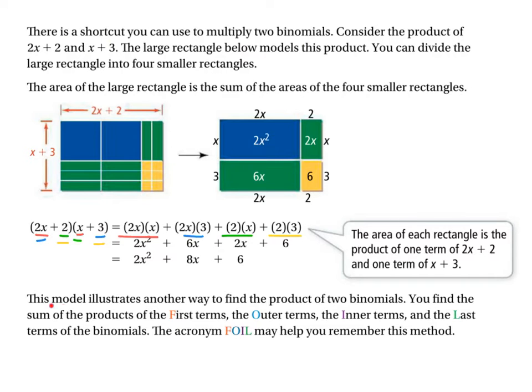Here's what it says. This model illustrates another way to find the product of two binomials. You find the sum of all of the products, like this is a product here of that times that, and you've got to get the sum of them, adding them all together. The sum of the products of the first terms, outer terms, inner terms, and last terms. The acronym FOIL helps you remember this. FOIL, first, outer, inner, last. And if you haven't seen that before, now you've seen it, and you're going to need to use it forever, so learn this well. Let's do a few problems of these.